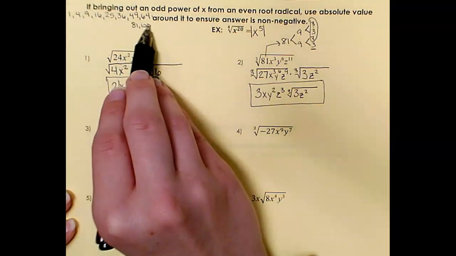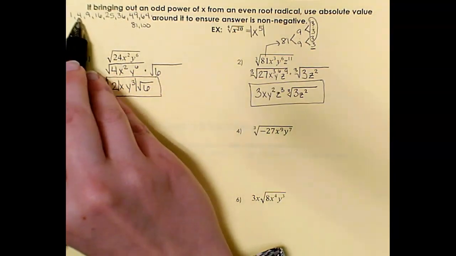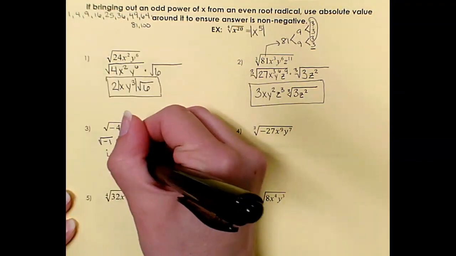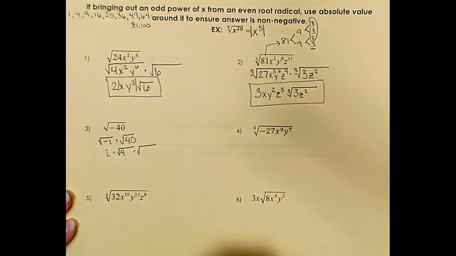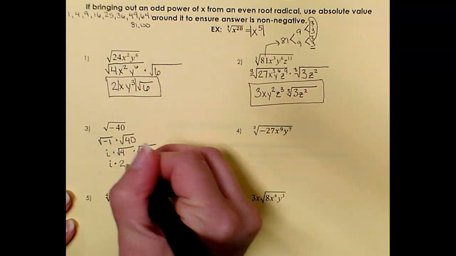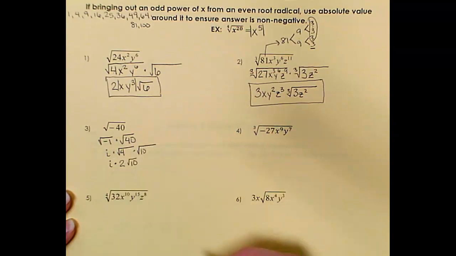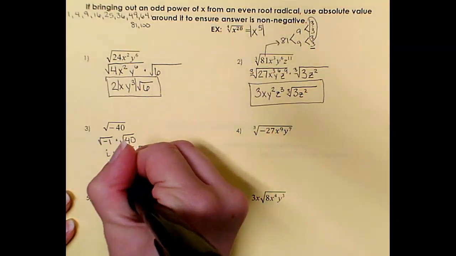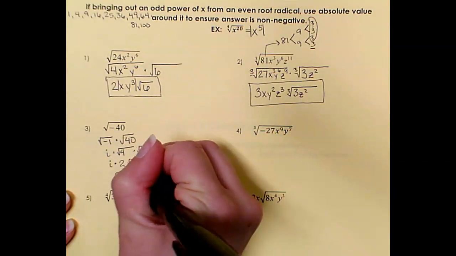40 is not divisible by anything until you get to 4. 4 times 10 is 40. And now we have the square root of 4, which is 2, and the square root of 10, which can't be simplified anymore. So your answer is 2i square roots of 10.